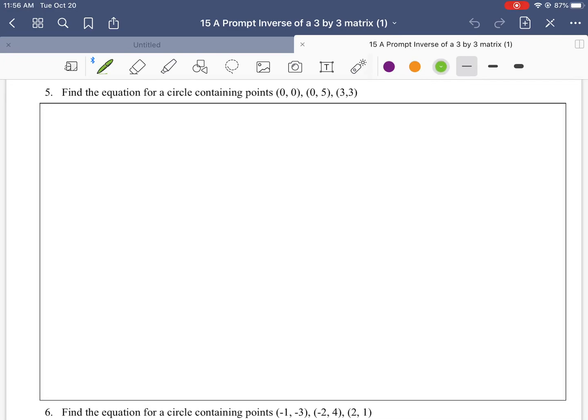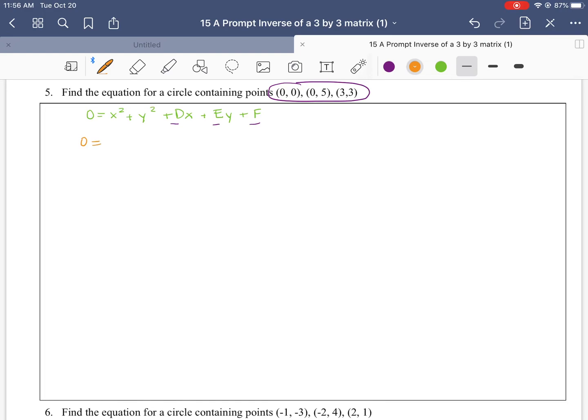So looking at the general form of an equation for a circle, we have 0 equals x squared plus y squared plus dx plus ey plus f. So we do have these three coefficients that we don't know, so therefore we would need 3 points to find 3 unknowns. And we're going to go ahead and substitute those into this equation.